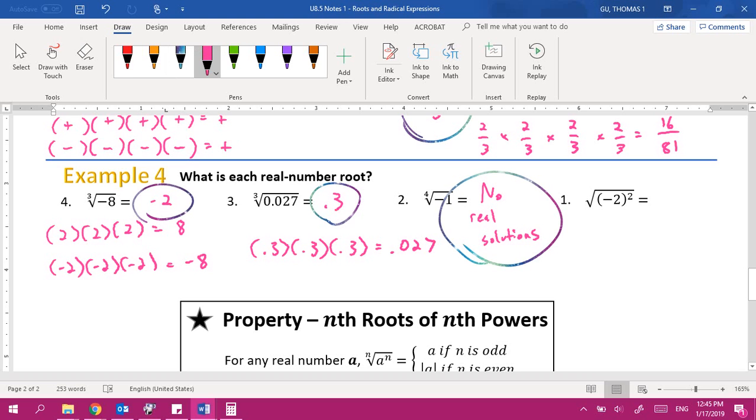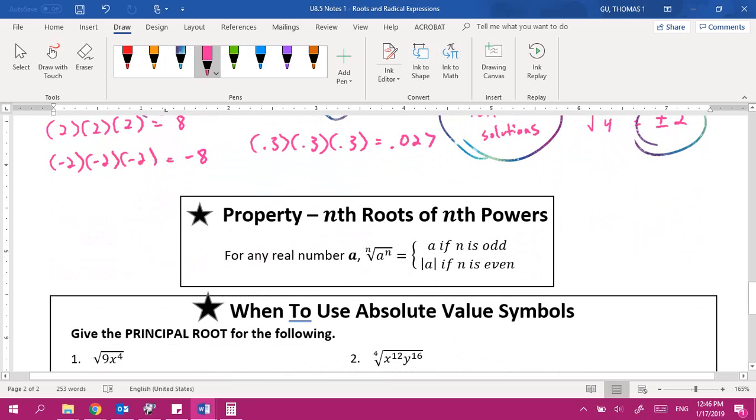And number 1. Let's see what you guys get for number 1. What do you think that one is? So first we take the square root of the other. That's right. So that'll be the square root of 4, because negative 2 times negative 2 is 4. So what is it? 2, plus or minus 2. Very good. This one asks for each real number root. It doesn't say principal. It says real number, which specifically tells you to give plus or minus.